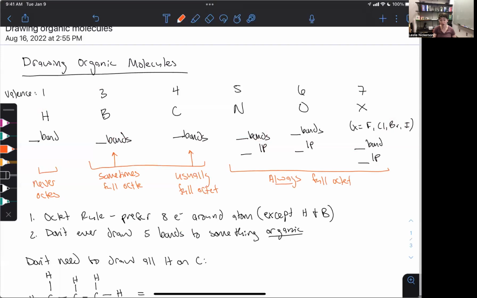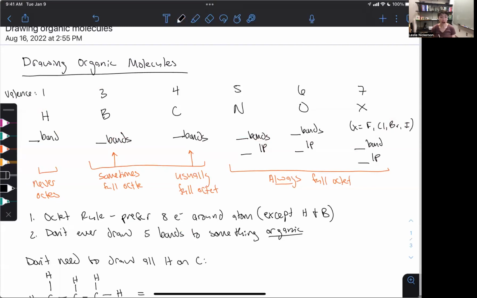So we're never going to draw a molecule where a nitrogen or an oxygen has 6 or 7 electrons or something like that. We're just not going to do that. They're so minor contributing that they practically don't exist. We will see examples of that later on, but I just want you to keep in mind always a full octet for those atoms.